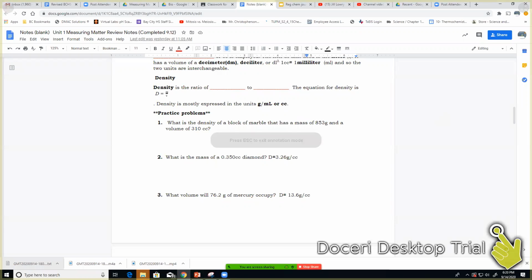So density, the formula for density is equal to the mass to volume ratio. So it's going to be the mass divided by the volume. It's one of those formulas that fits nicely in your little triangle if you've ever used those. So I would have density is equal to mass, and here would be my V.